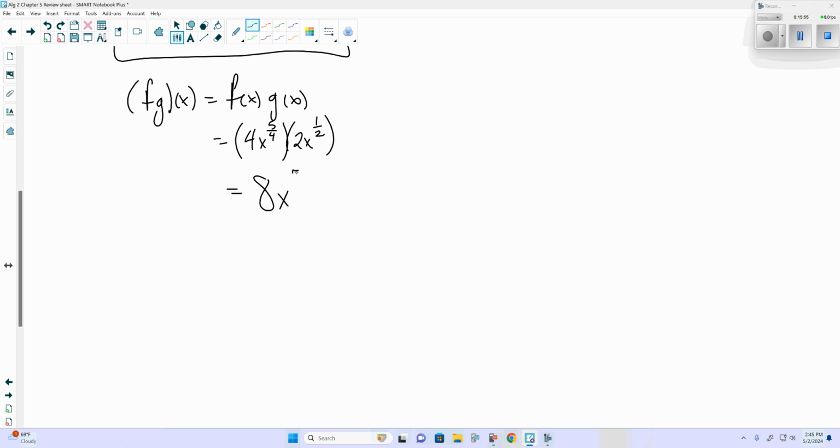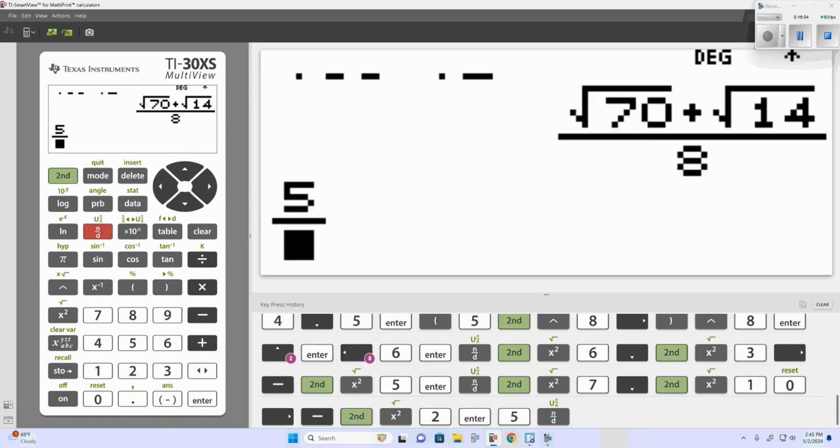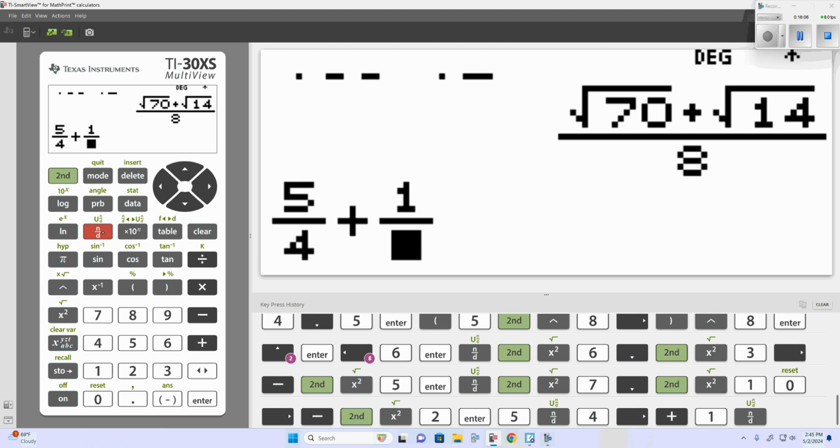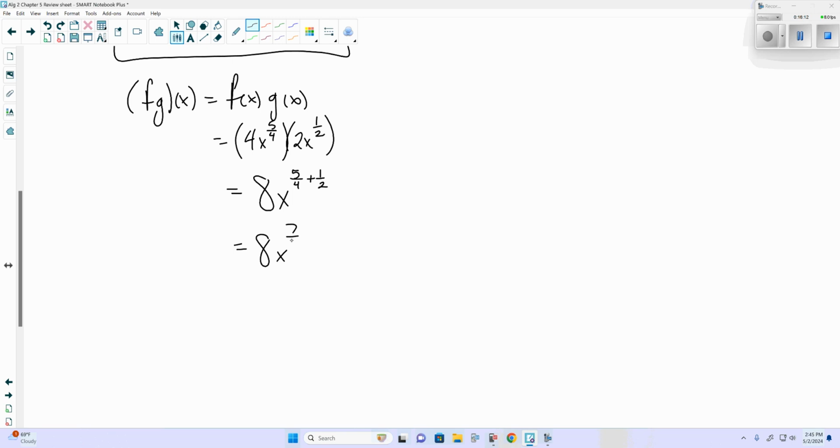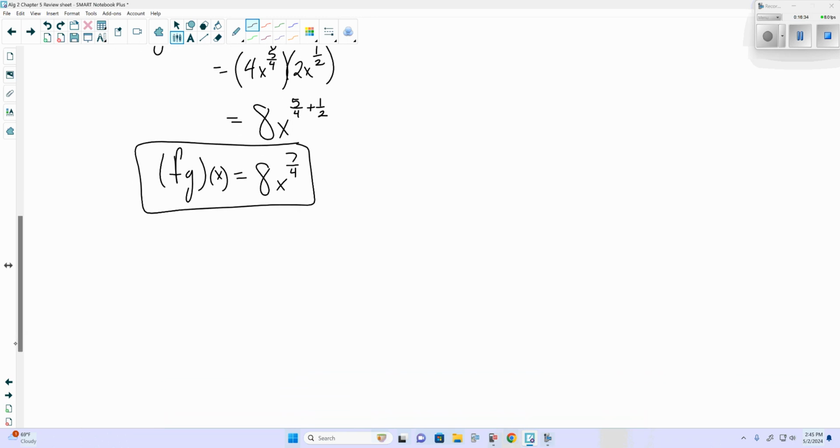So we're adding 5/4 and 1/2. Calculator can do this for us. 5/4 plus 1/2 is 7/4. So f times g of x would be 8x to the 7/4. Questions? We good with this so far? We ready for the last one?